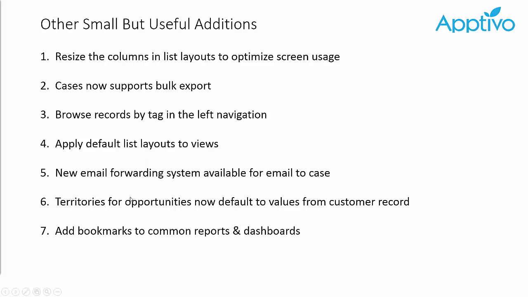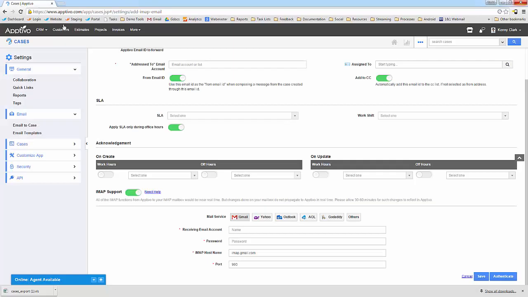Okay, almost wrapped up here. The last two items, so territories for opportunities now default to values from the customer record. So this is just a little one. Once again, just trying to save you some clicks here.